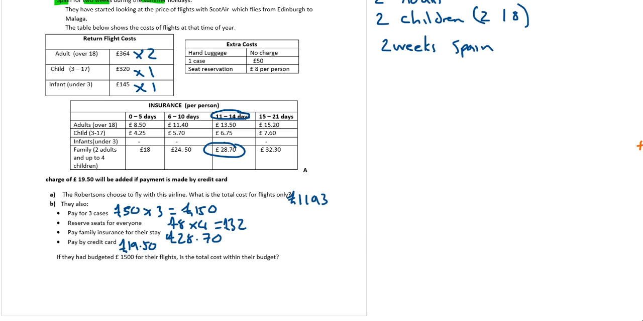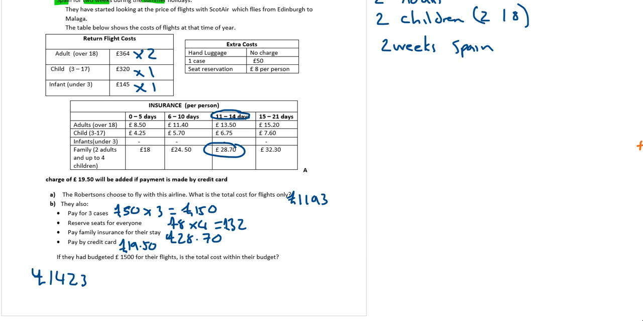Now sometimes the questions don't break up as nicely as this, okay? So make sure you have a line of working for each of the things. And then we're going to see if they're within budget. So we're going to add everything up. We're going to say 1193, which is our flights, plus the 150 for the cases, plus 32 for reserve seats, plus the 28.70 for insurance, very prudent, and then plus the 19.50 for paying by credit card. Again, helps protect them if there's ever a problem. Make sure your holidays are protected.